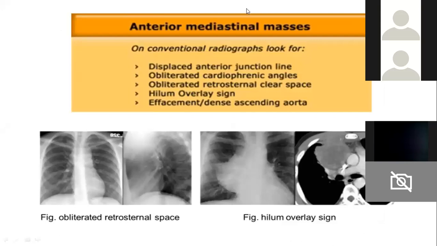So for anterior mediastinal masses, these are the signs to identify. One is the hilum overlay sign, right? That we saw in the original case, the case that we discussed. Then the displaced anterior junctional line, obliterated cardiophrenic angles, obliterated retrosternal clear space on the lateral chest X-ray, effacement of the ascending aorta. So most of it we discussed.